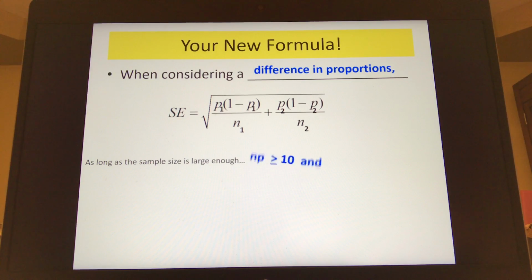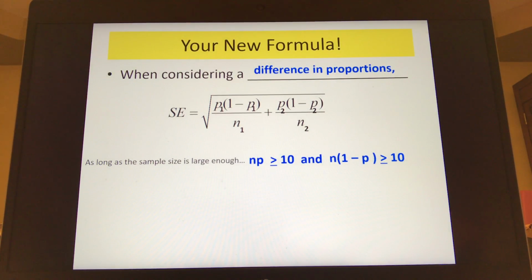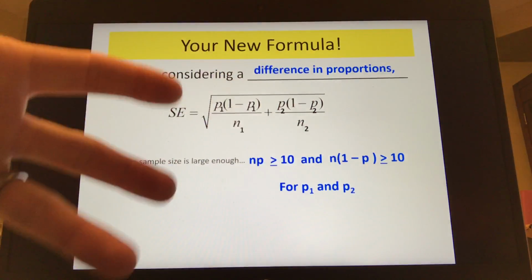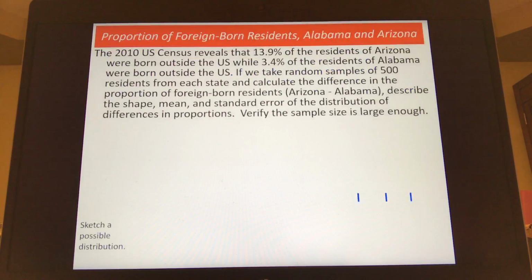The last part of this is just checking sample size. You're still going to apply those two formulas like you did in the last sections, but you do have to check it for both p1 and p2. In other words, this group and that group both have to have enough members. They have to meet that rule of 10, at least 10 members qualifying.